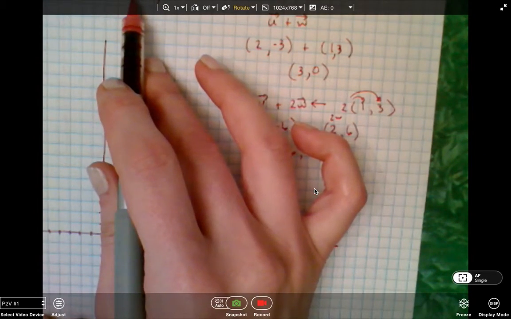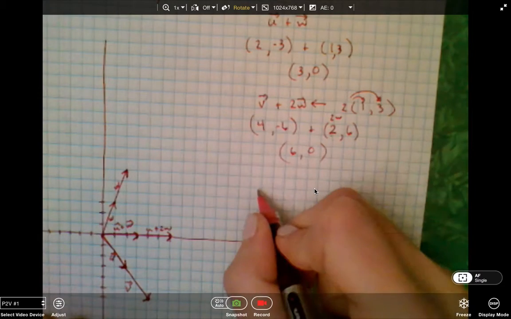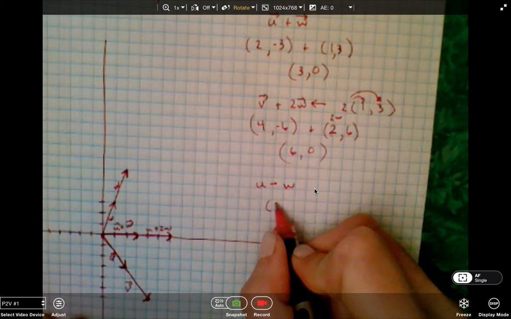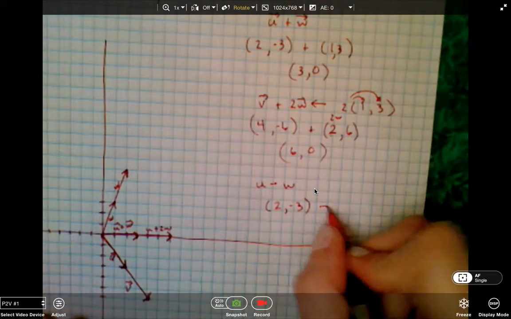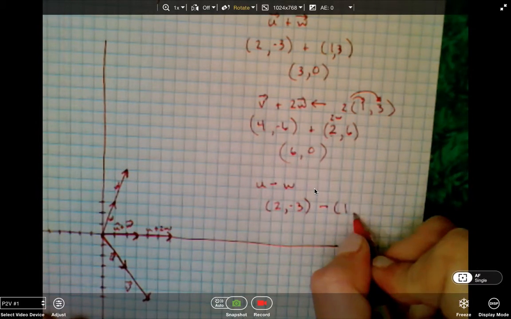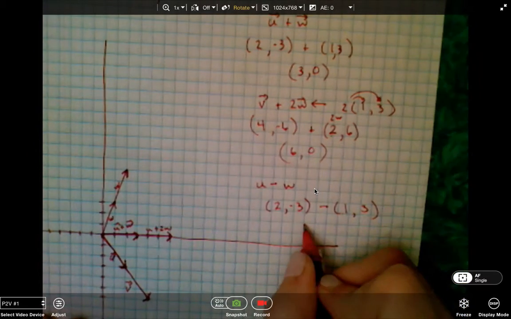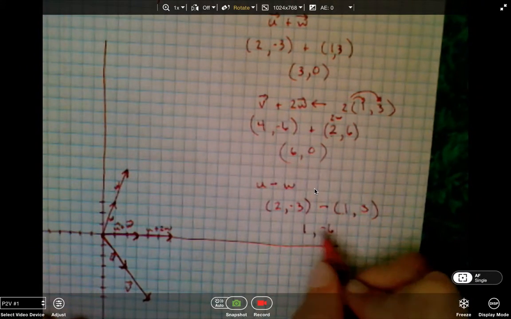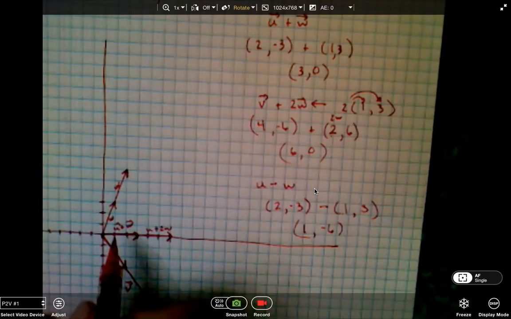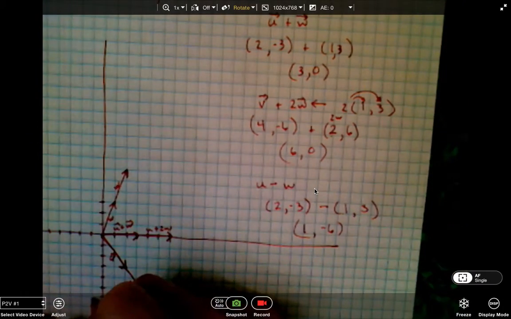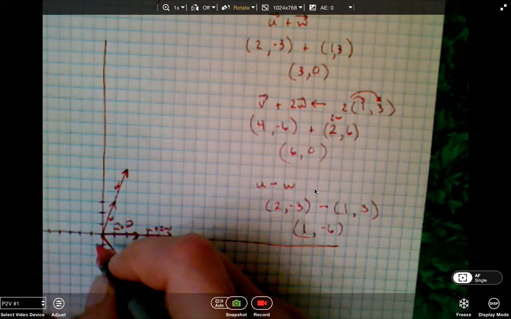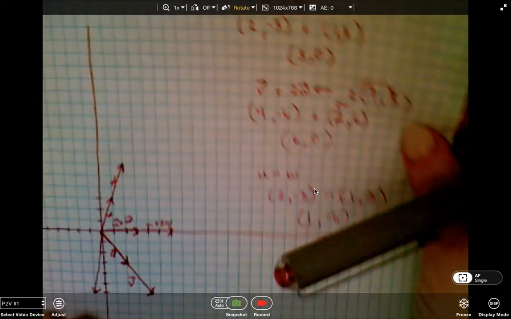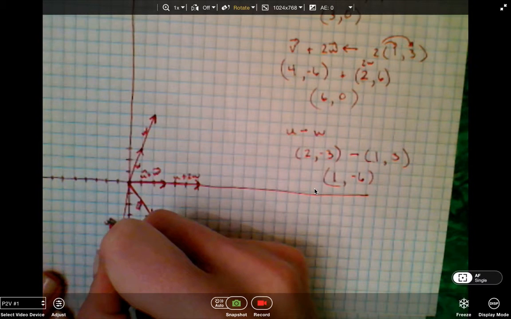u minus w. So 2, -3 minus 1, 3. So 2 minus 1 is 1. -3 minus 3 is -6. Be careful. So 1, -6. There's that guy right there. That is u minus w.